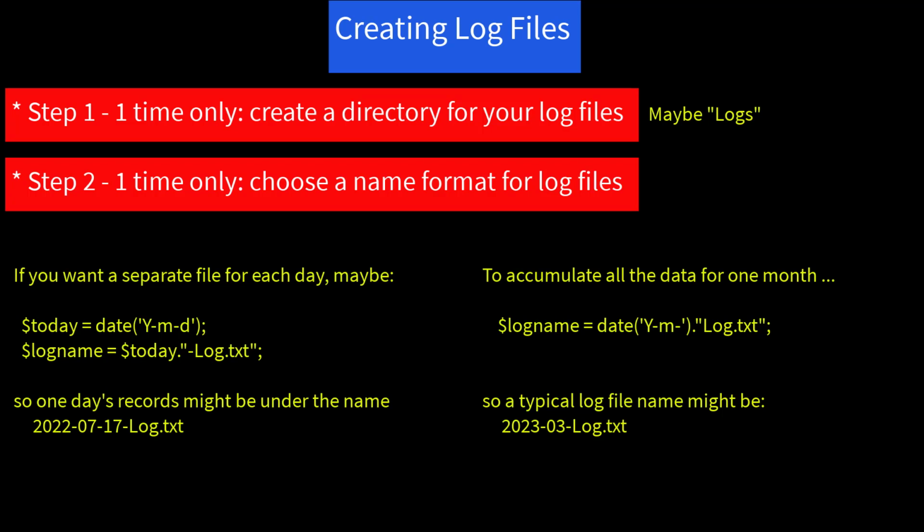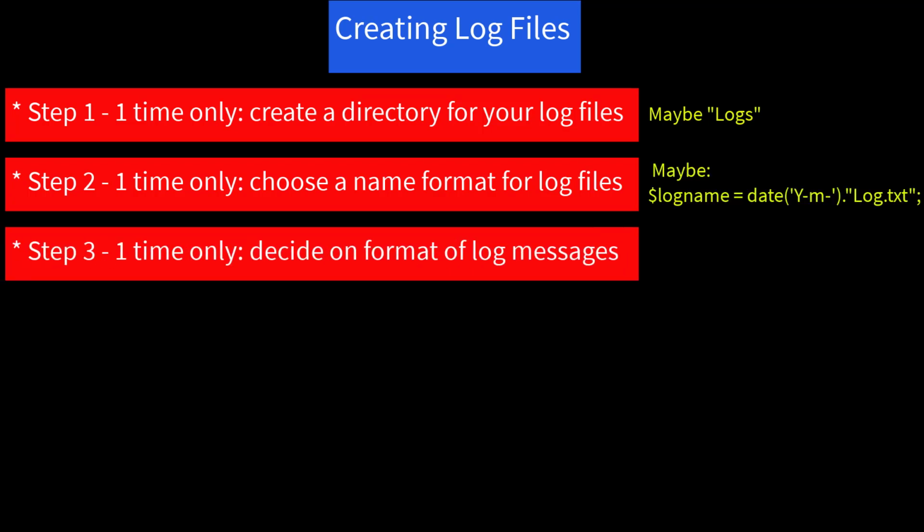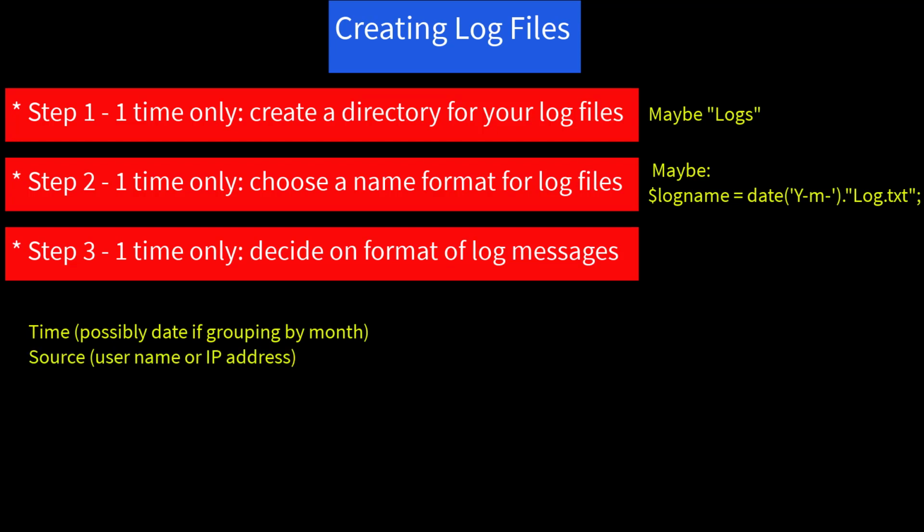There are other alternatives to be sure, but it seems natural to organize log records by date in some way. Step 3, one time only, decide on the format of your log messages. Typically, you would include the time and possibly the date if you're grouping by month and want to know which day the event occurred, and where the activity came from: a username if available, or maybe an IP address if you don't have a name, and the type of activity. Was it adding a new traveler or updating information already on hand, and so on, and if the process was successful or not.